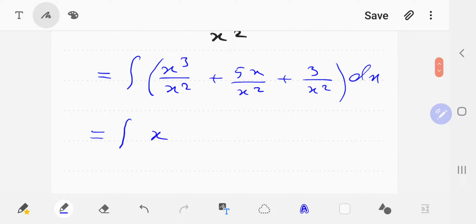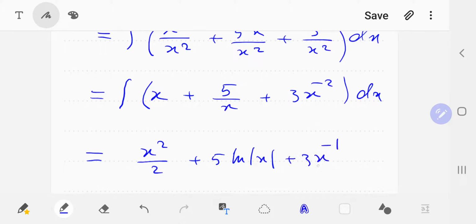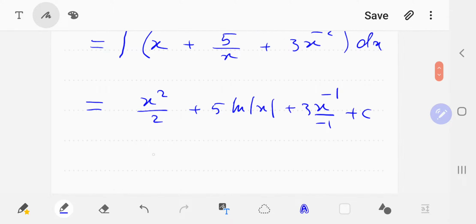In this case, this will be integration of x plus 5 over x plus 3x to power negative 2. I will take it up just to make it ready all at the same time. Now the function is ready. Integration of x is x squared over 2. Integration of 5 over x is 5 ln absolute value of x. Integration of 3x to power negative 2 is 3x to power of negative 1 over negative 1 plus c, and of course you can simplify this. Okay, this was the first idea that I wanted to introduce here.